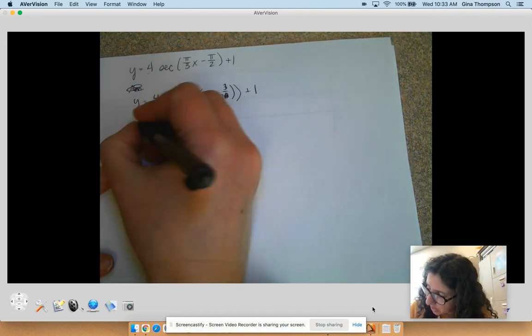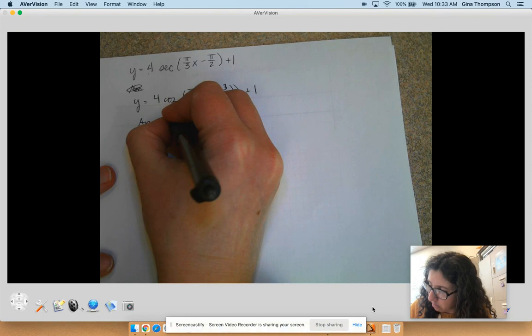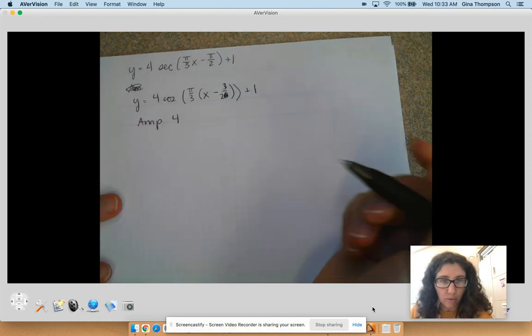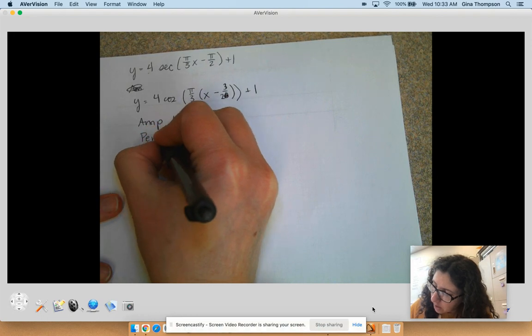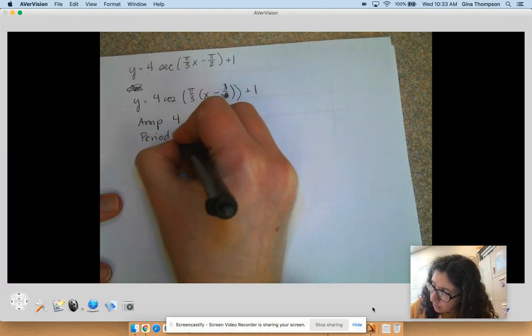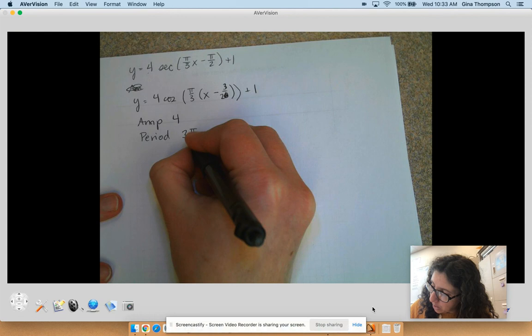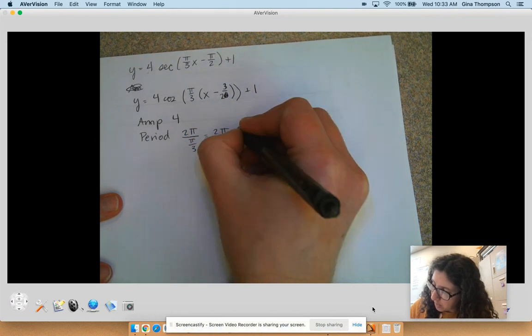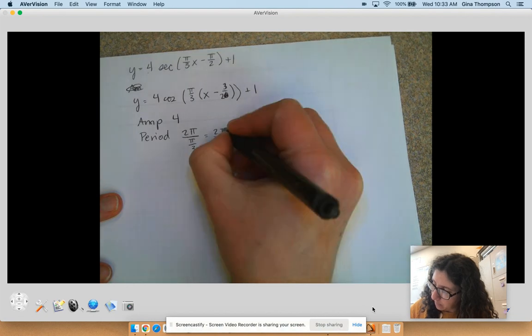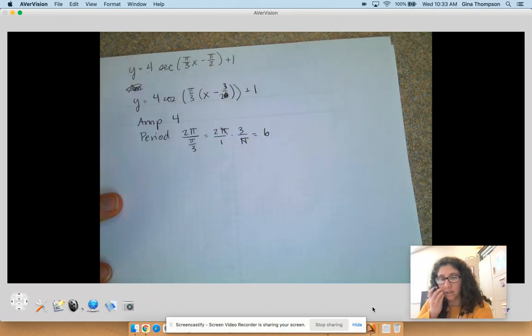Okay, so let's put this all together. So our amplitude is 4. We don't have any vertical reflection, so that's lovely. Our period is going to be 2 pi divided by that value there, by pi thirds. So 2 pi over 1 times 3 over pi is 6. Our period is 6.